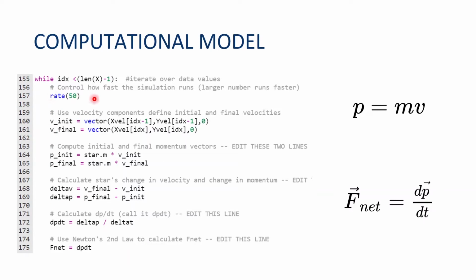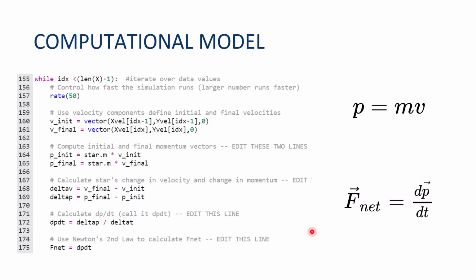Then we are able to create this while loop, which will iterate over the data values, initialize the velocity initial and the velocity final. Then we're able to calculate the initial and final momentums with the momentum equation, where momentum is equal to mass times velocity, which we do right here. Then we calculate the change of velocity and change of momentum, taking the final minus initial of each of those components.